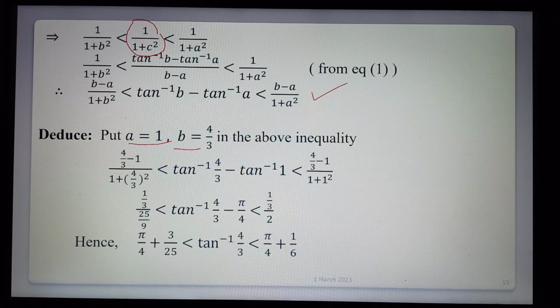So adding 5 by 4 on both sides, since tan inverse 1 is equal to 5 by 4 as used here: 5 by 4 plus 3 by 25 is less than tan inverse 4 by 3, which is less than 5 by 4 plus 1 by 6. So this proves the inequality.